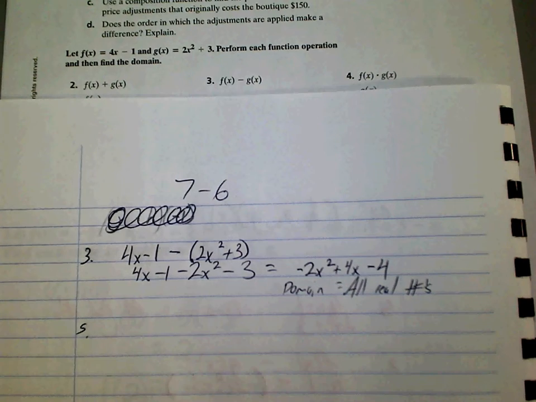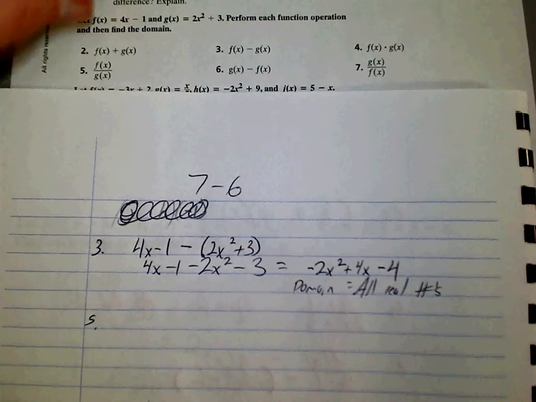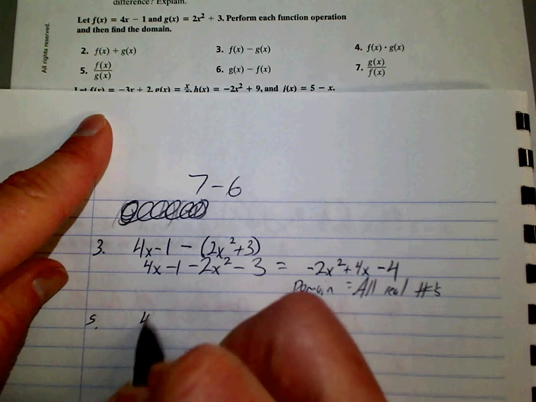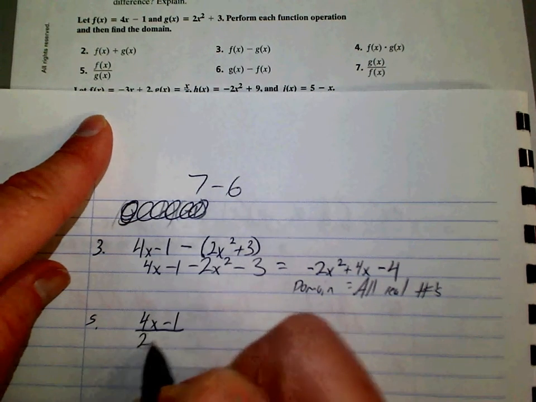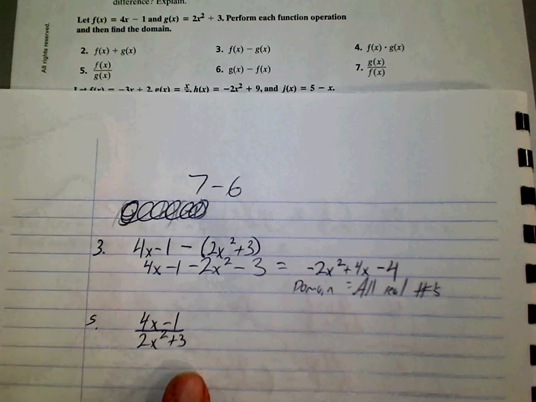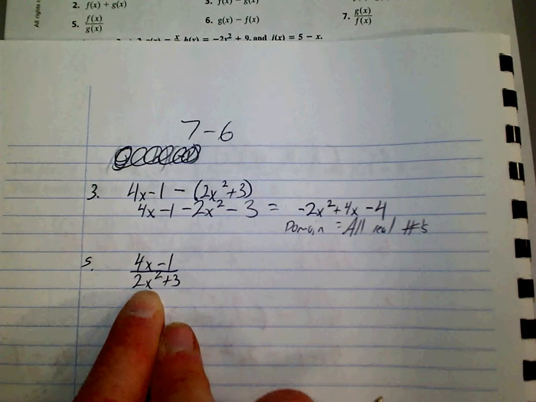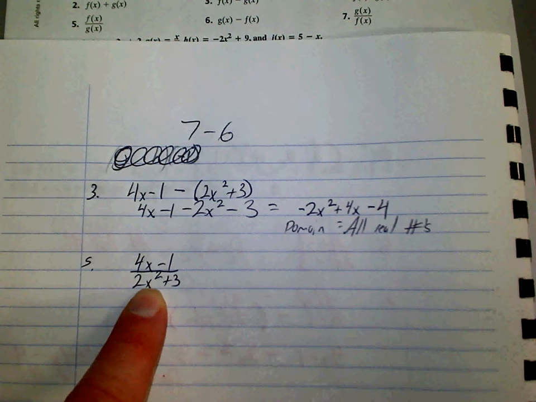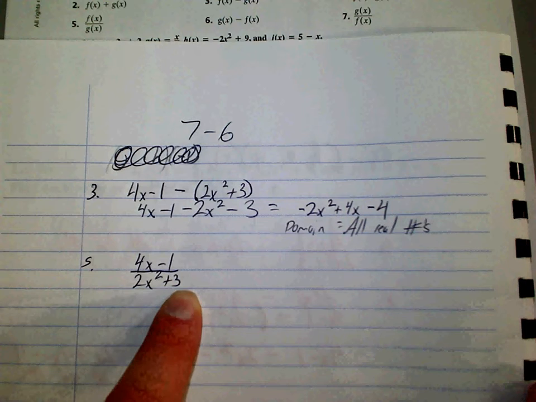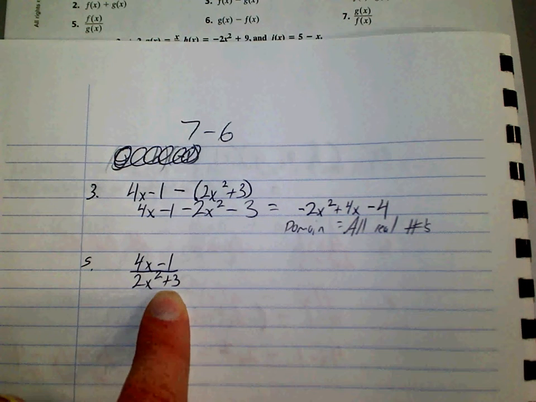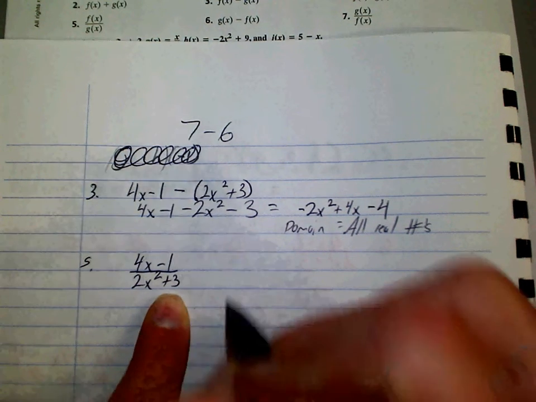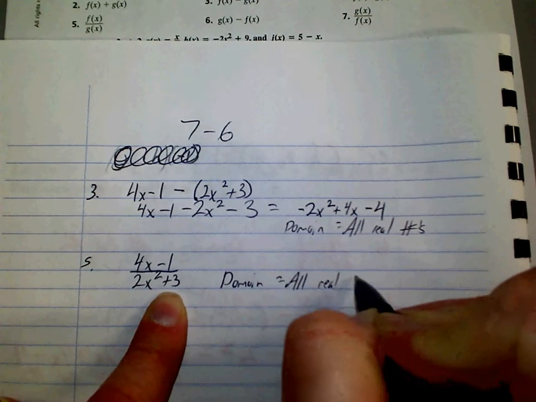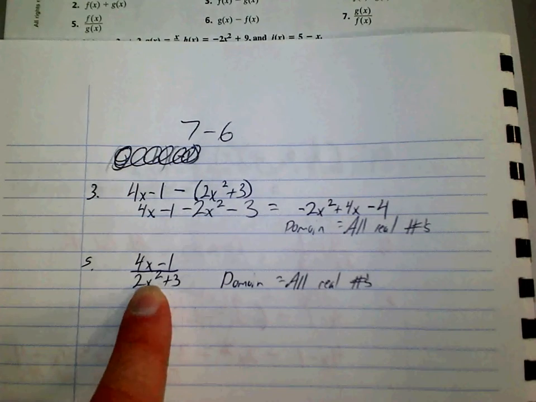All right, and then 5. Did we do 5 yesterday together? I don't remember. So 5 is f divided by g. So it would be the 4x minus 1 over 2x squared plus 3. And we realized yesterday, I think it was, that because the input is being squared, you can put a positive or negative there. No matter what you put, when you square it becomes positive. And when you multiply by 2 and add 3, there isn't a way to get a 0 in that denominator. So again, your domain is all real numbers. Everything can be allowed for x.